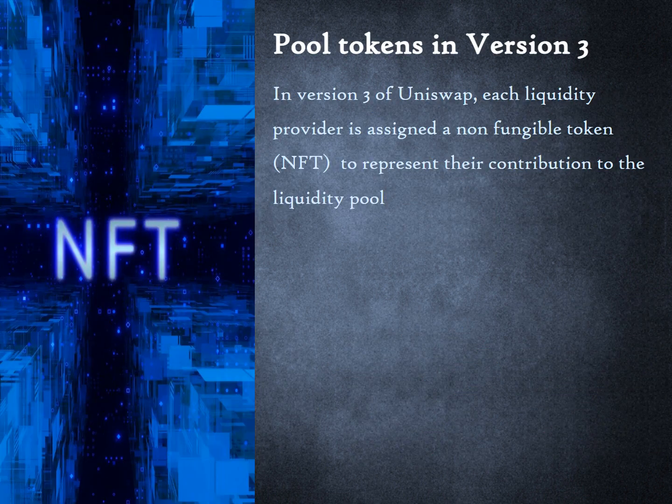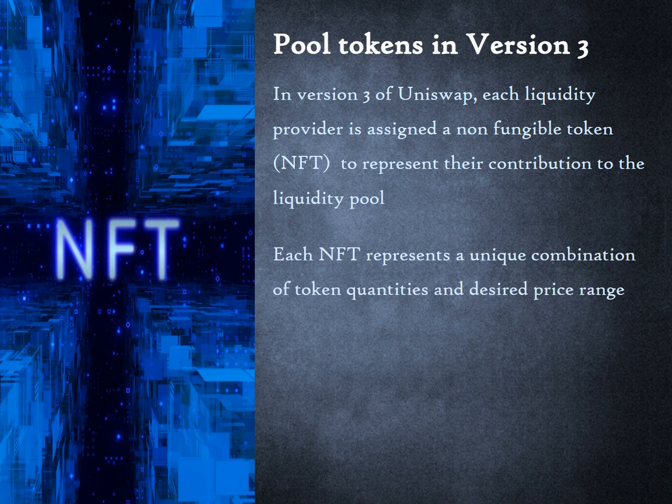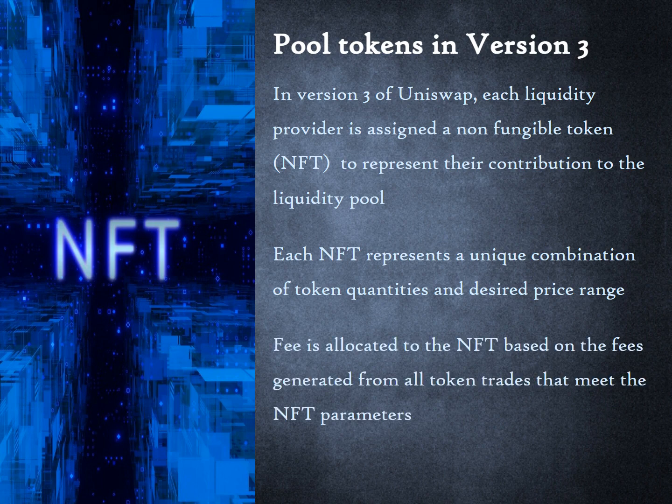In version 3 of Uniswap, each liquidity provider is assigned a non-fungible token to represent their contribution to the liquidity pool. Each NFT represents a unique combination of token quantities and desired price range. Fee is allocated to the NFT based on the fees generated from all token trades that meet the NFT parameters. The NFT can be traded like any other token.